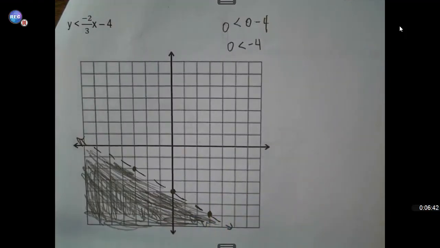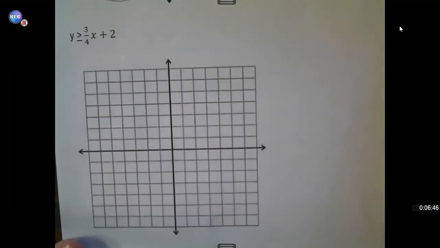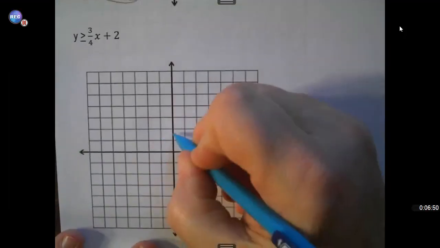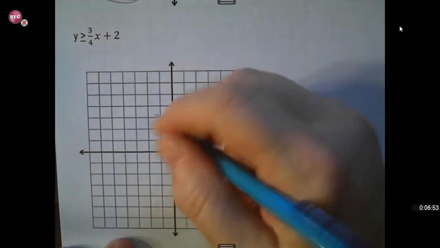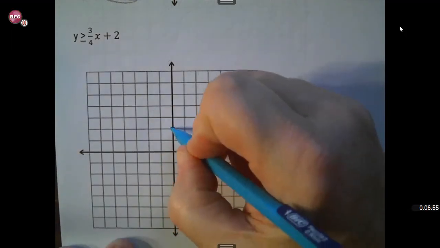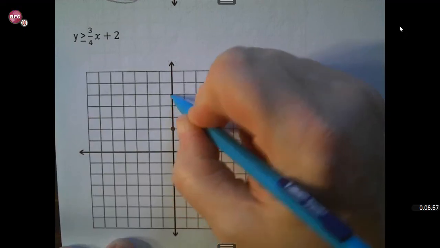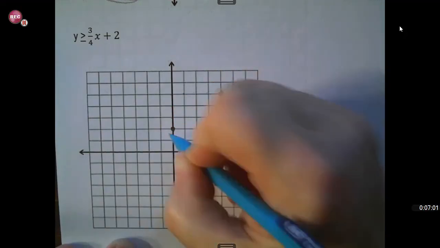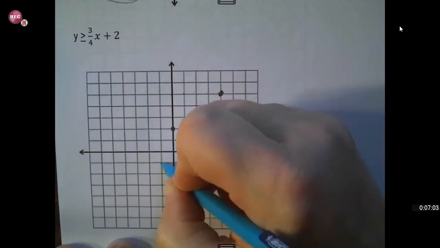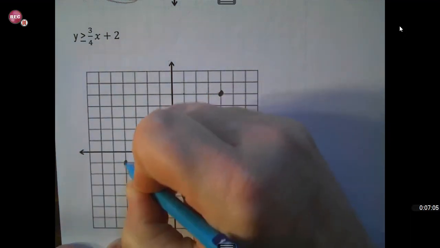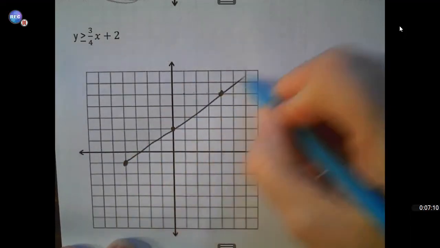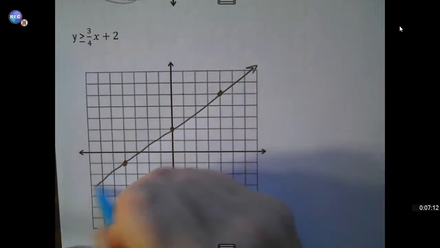All right. Another one. Okay, here our intercept is 2. So we start at our y-intercept. Our slope is +3/4. So I'm going to rise +3 and I'm going to run +4. Or I could rise -3 and run -4. And this is a solid line. The line is included in part of the solution.